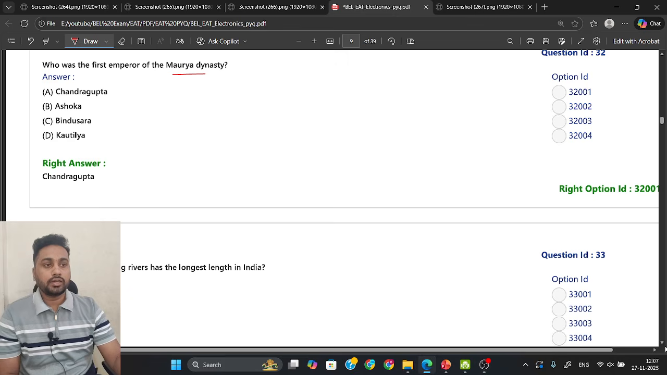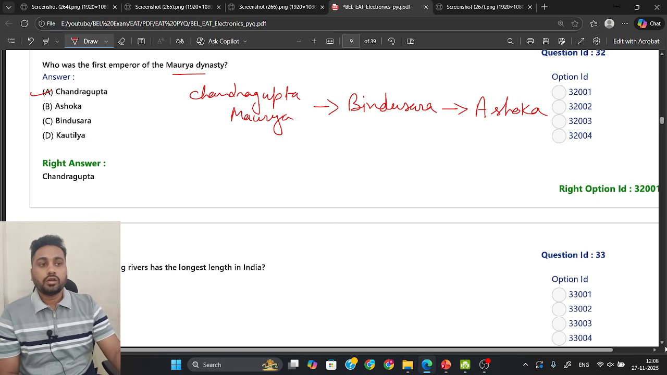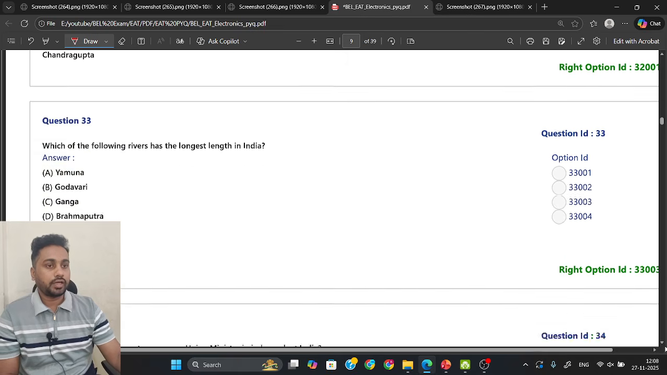Okay. For the Maurya dynasty, the first one is Chandragupta Maurya. He is the first emperor of the Maurya dynasty. So Chandragupta is here. After that, Bindusara came, and after that, Asoka, the great Asoka, came as emperor of the Maurya dynasty. So from here, option A is your right answer. Okay.